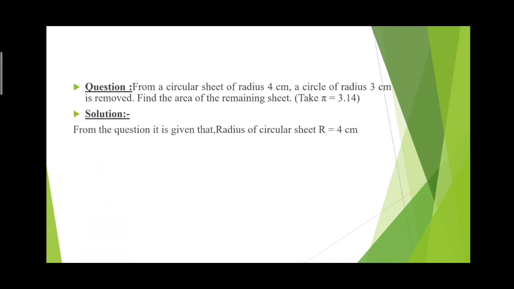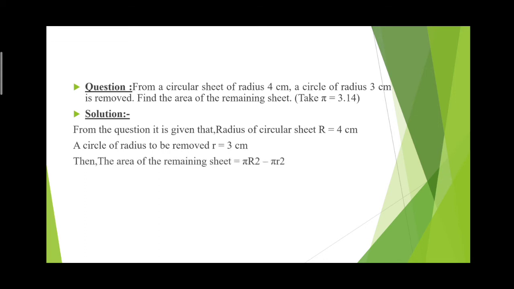Solution. From the question, it is given that the radius of the circular sheet, capital R, is equal to 4 centimeter. A circle of radius small r is equal to 3 centimeter is to be removed. Then the area of the remaining sheet is equal to pi R square minus pi r square. There are two radii. One is capital R for the long radius, 4 centimeter, and there is a small r also, for 3 centimeter.